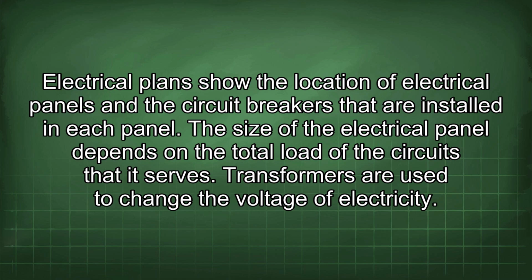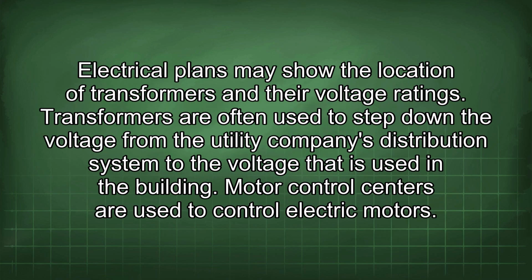Transformers are used to change the voltage of electricity. Electrical plans may show the location of transformers and their voltage ratings. Transformers are often used to step down the voltage from the utility company's distribution system to the voltage that is used in the building. Motor control centers are used to control electric motors.